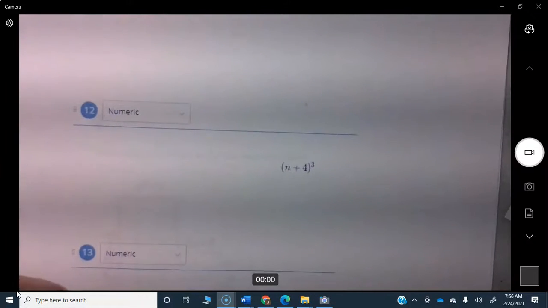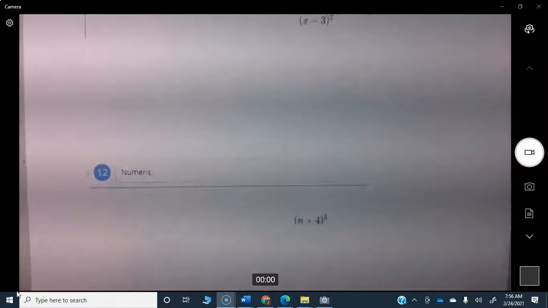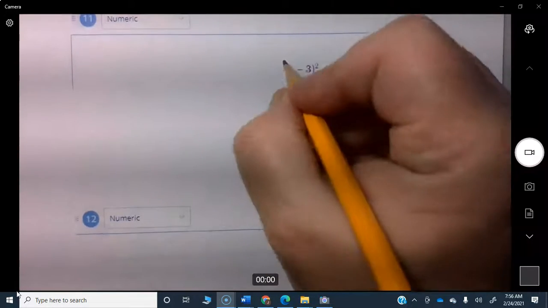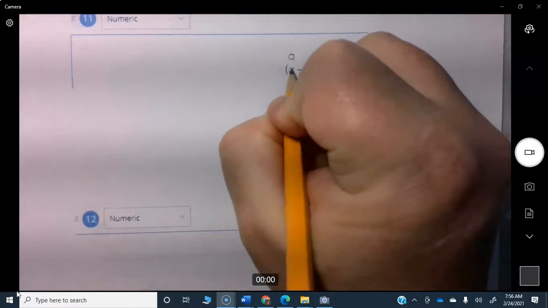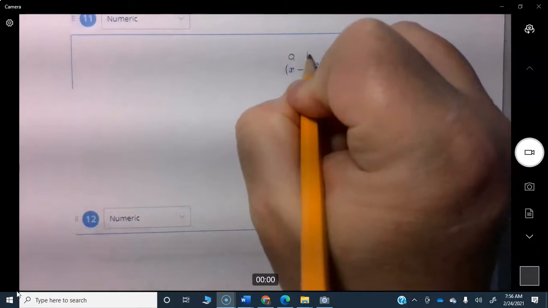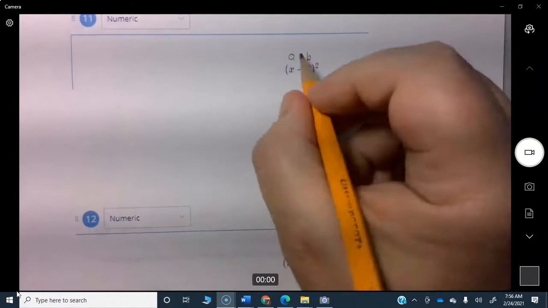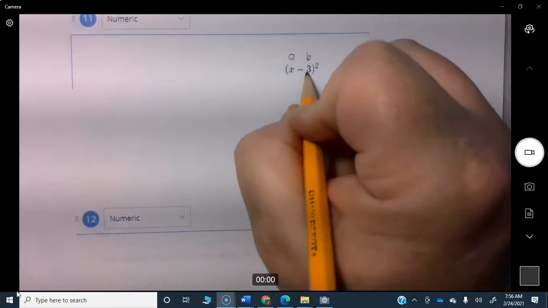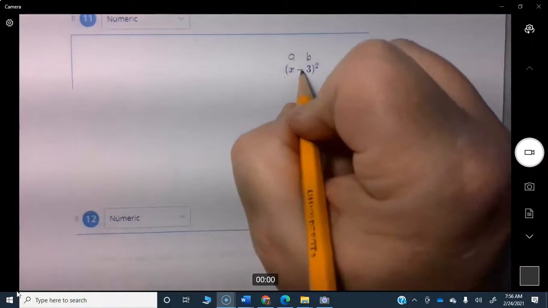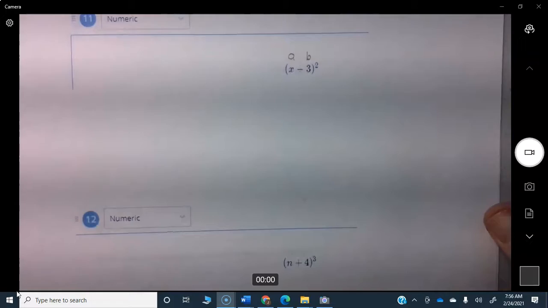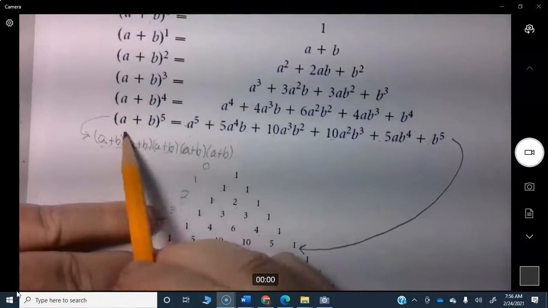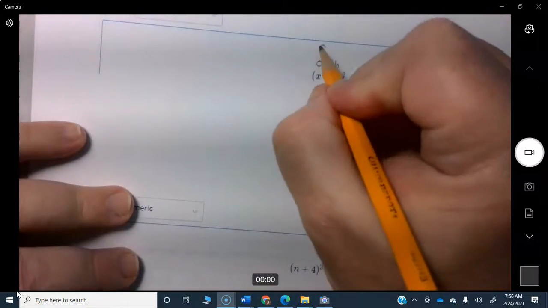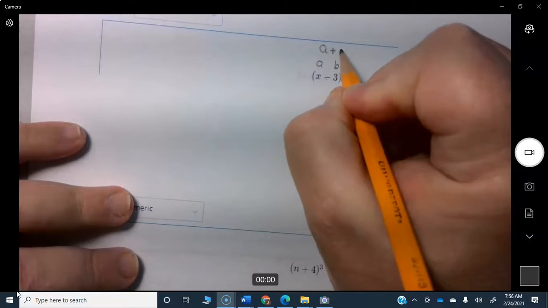And here you notice, I'm going to go ahead and do number 11 and 12. So here's 11. Notice the a is actually a variable, it's x, and the b is a negative 3. So that's what you have to be careful of. The b is not just 3, it's negative 3, because remember that pattern is for a plus b. So in other words, what you would call this is a plus negative 3.